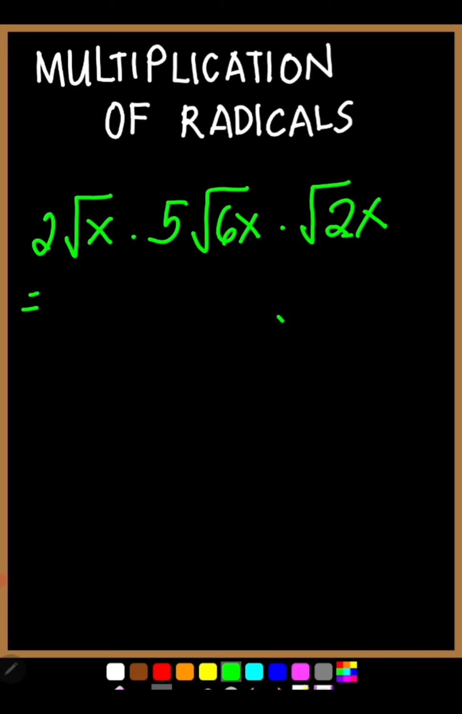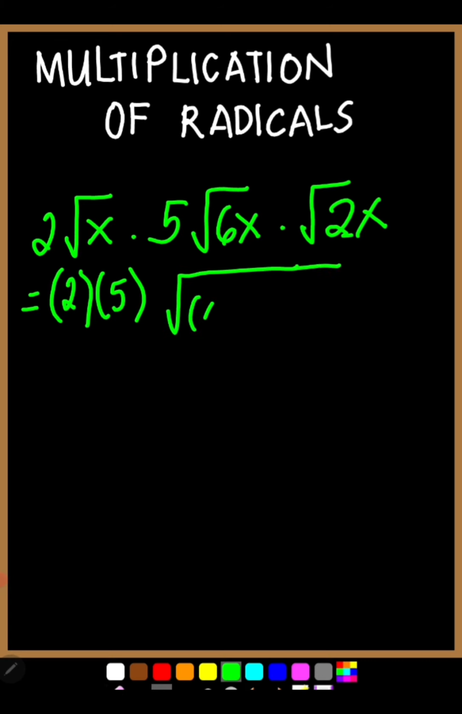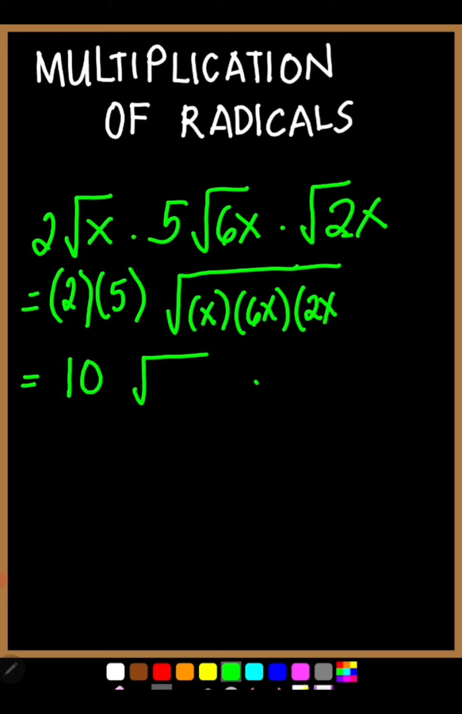Okay? So, we have 2 and then we have 5. Tapos, may 1 dun sa isang radical expression. But we don't need to show yung 1 kasi. Okay. And then, sa loob ng index, we have x, and then 6x, and also we have 2x. Okay? So, 2 times 5, that is 10. Yung nasa loob naman, we have x times 6x, that's 6x squared.